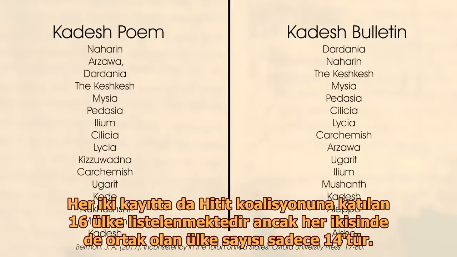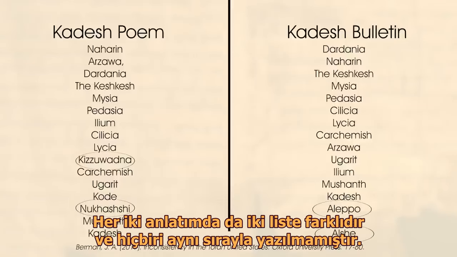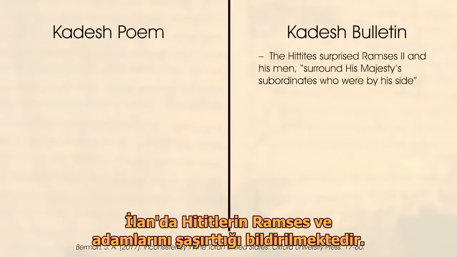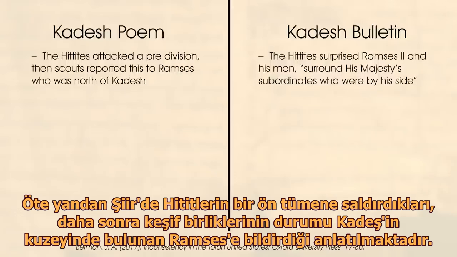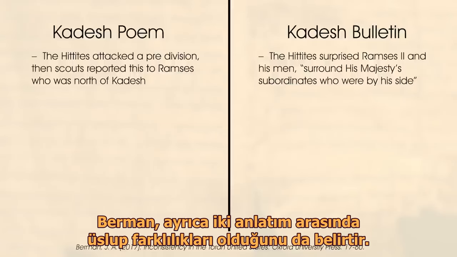Both accounts list 16 nations that joined the Hittite coalition, but only 14 are common to both. Two differ in both accounts, and neither are written in the same order. The bulletin reports the Hittites surprised Ramesses and his men. On the other hand, the poem reports the Hittites attacked a pre-division, then scouts reported this to Ramesses, who is north of Kadesh. Berman also notes there are stylistic differences between the two accounts.